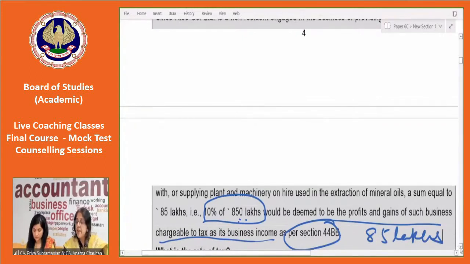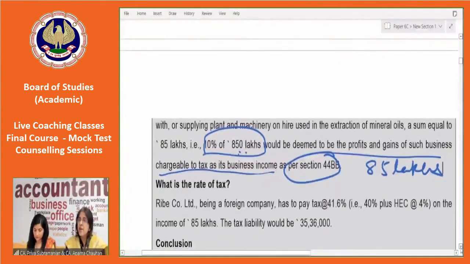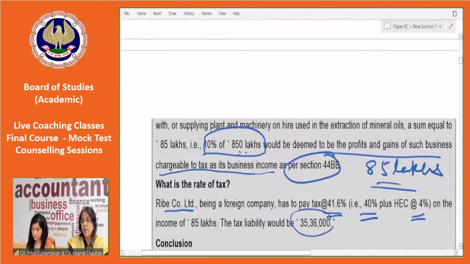And what would be the rate of tax? It's a foreign company, right? The company limited is a foreign company. So the rate of tax is 40%. And since the amount is less than 1 crore, there is no surcharge. You add cess at 4%, so it comes to 41.6%. 41.6% of 85 lakhs will amount to 35 lakh 36,000. That would be the tax liability of the non-resident.